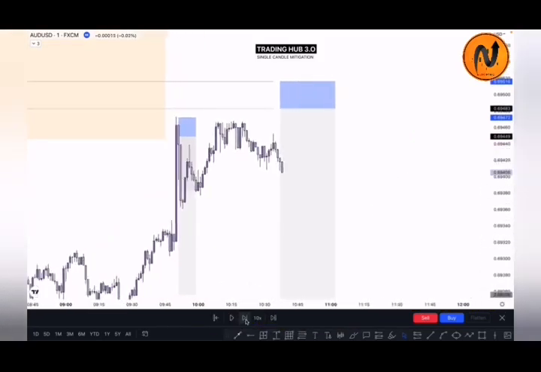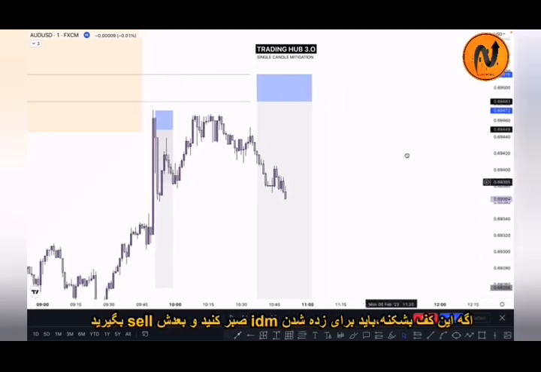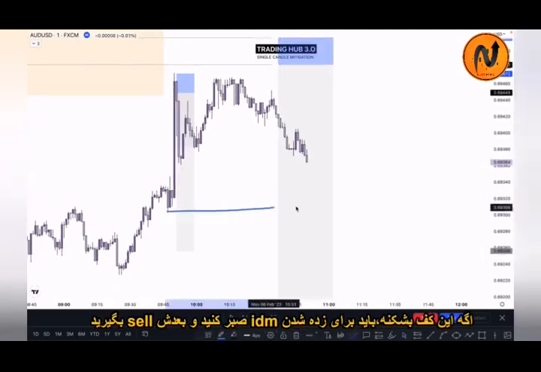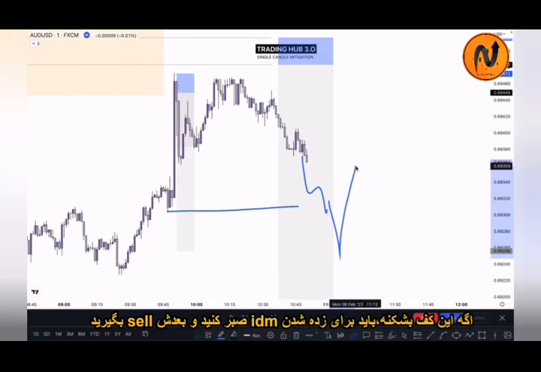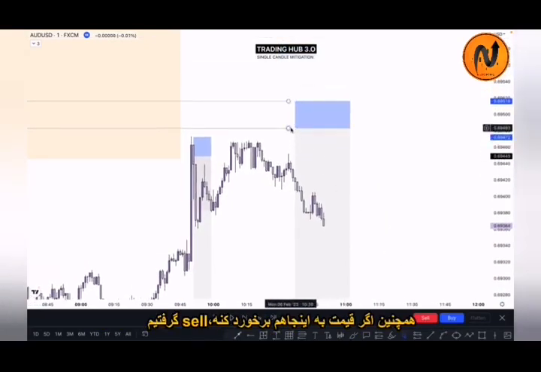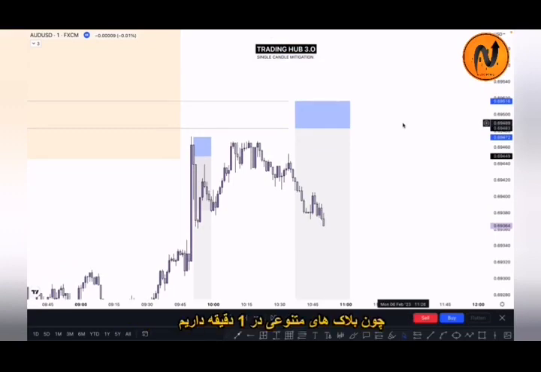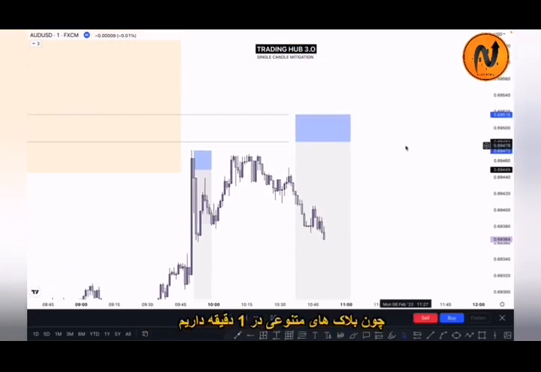Okay, all right, market is trying to push downside. If market breaks this low here, then you have to wait for a break of this one, taking out this inducement, then you can sell, correct? But if market taps here, then definitely we are willing to sell here again because we have multiple POIs, multiple order blocks in the 1 minute time frame.